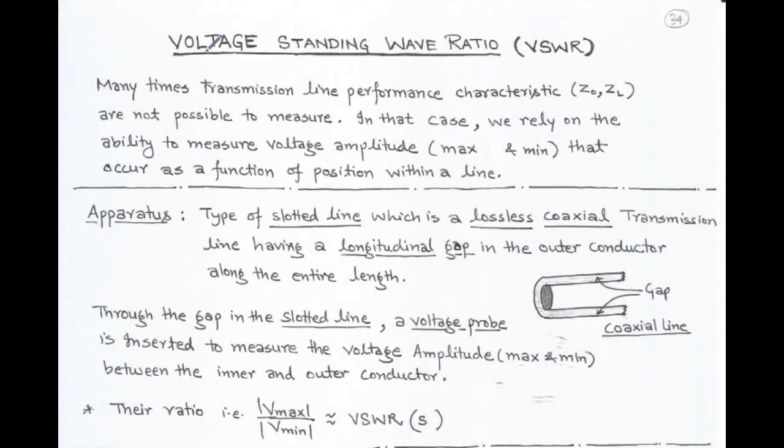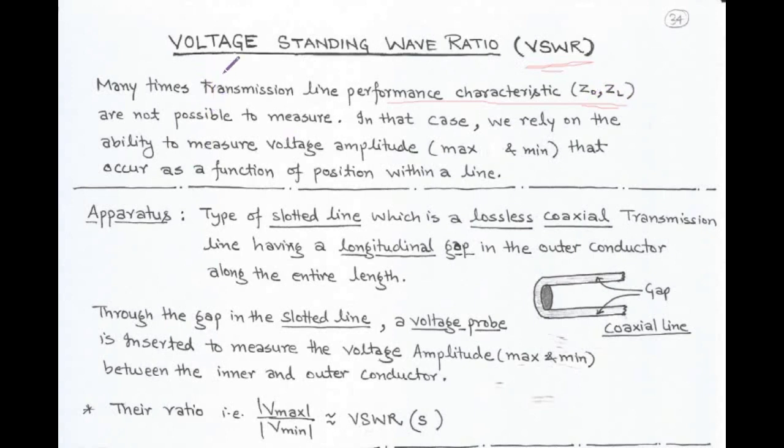Voltage standing wave ratio. This is our topic. In short, we call it VSWR. We know that the performance of the transmission line can be determined by using the characteristics, that is Z0 and ZL. Here Z0 is called the characteristic impedance and ZL is the load impedance. Both are complex impedances.